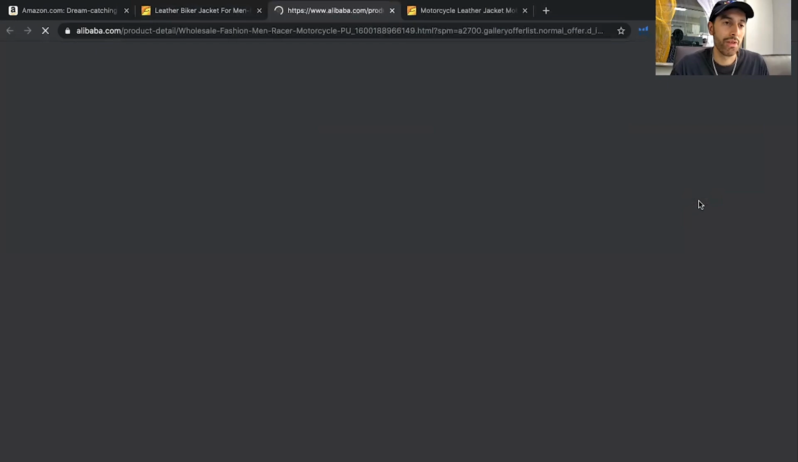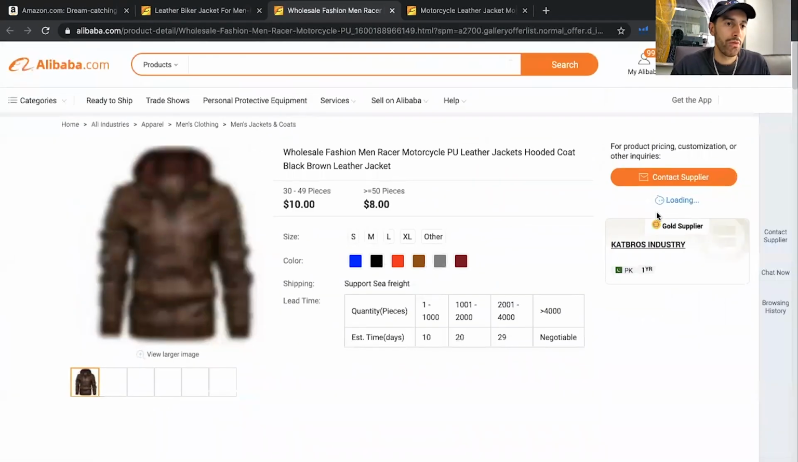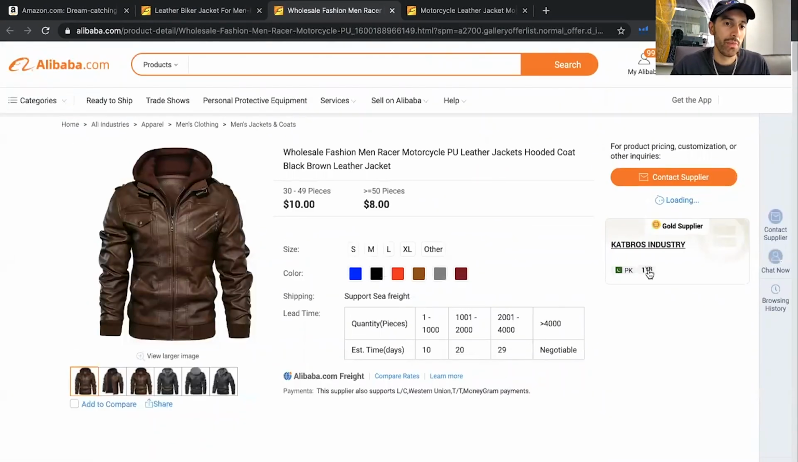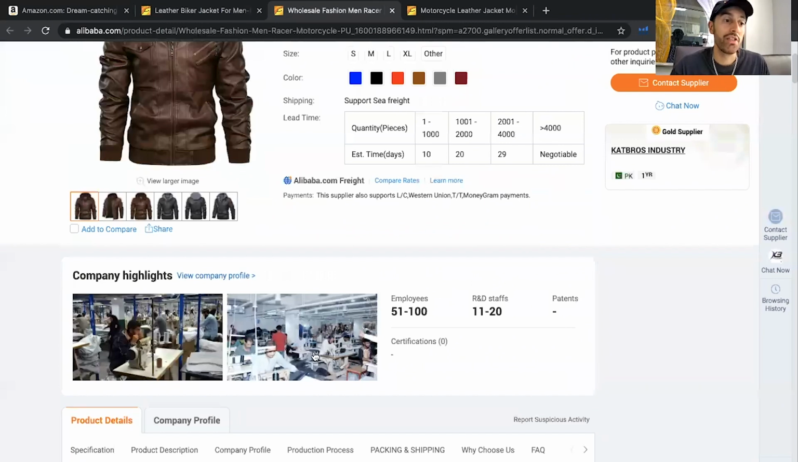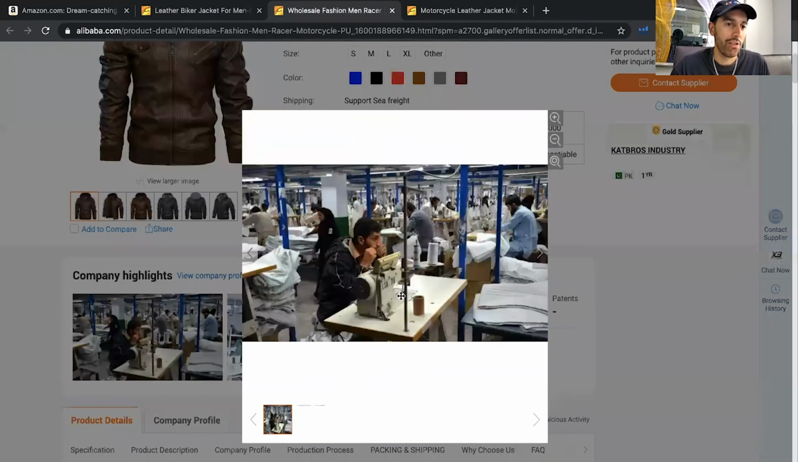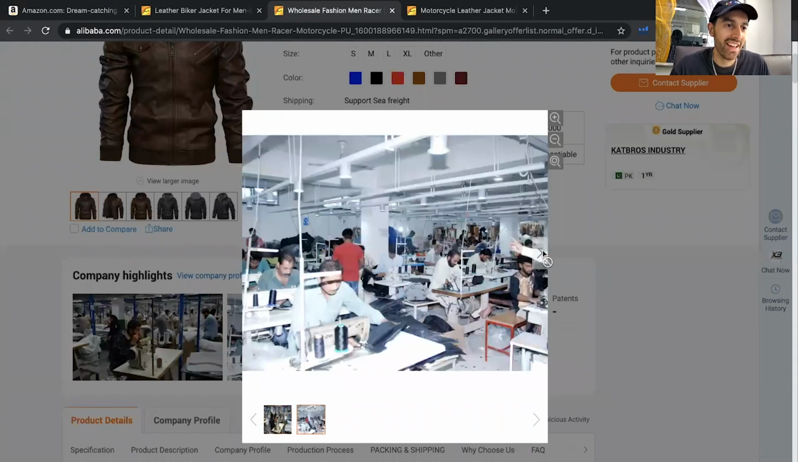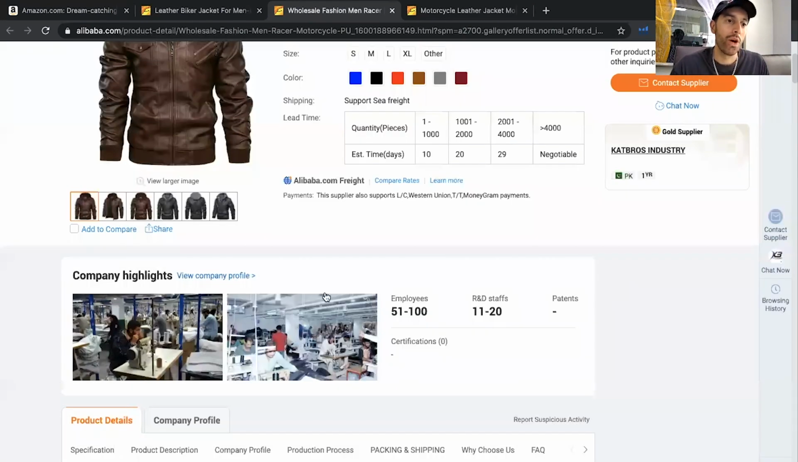So let's just take this one, for example. Let's see if we can get more information. So this one's only been on the platform 1 year. Again, I wouldn't dismiss them because of that, but let's see if we can get some information. See, these guys look a lot more professional. As we click here, I don't know if he's rolling a cigarette or something, but you can see here, at least they've got decent lighting. They've got decent workstations. There's a lot more people there. It looks semi-organized. So I'm a lot more comfortable working with this factory.